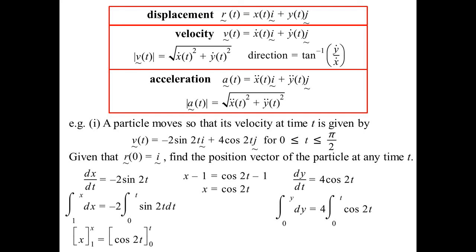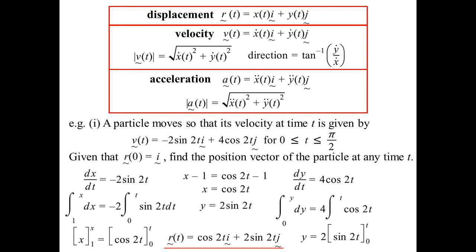Now initially, we haven't got anything in the vertical direction because we said we were just horizontally 1. So when t equals 0 in the y direction, we've travelled 0. We want to link time and y together, so a bit of integration, and we get our y component. We now have the two components, so we can come up with an expression for our displacement vector. There it is, cos 2t in the i direction and 2 sine 2t in the j direction.